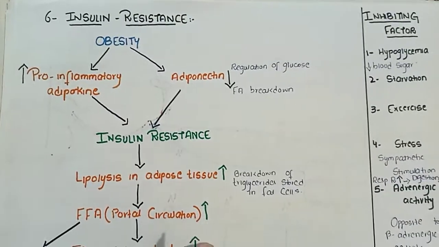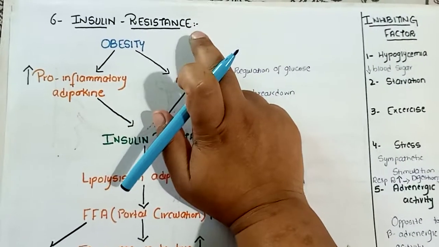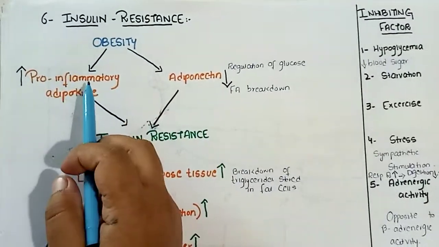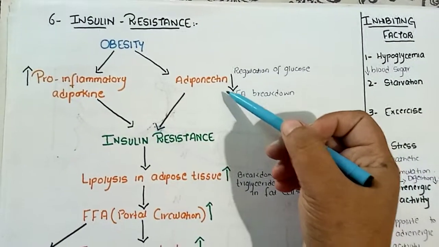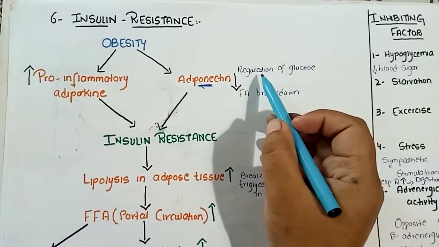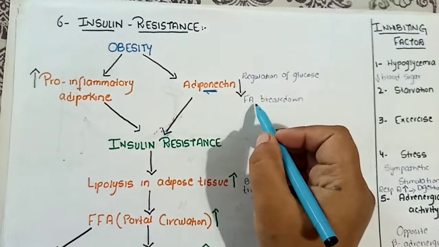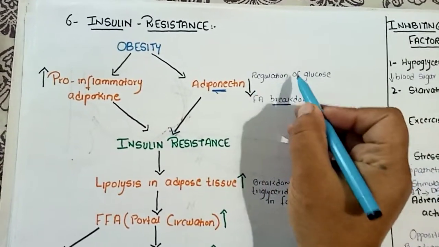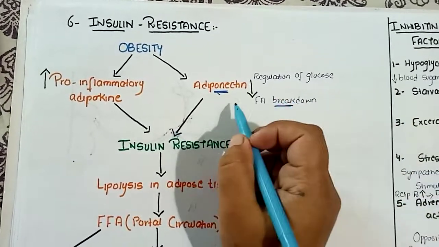The final stimulating factor is most important, the insulin resistance, or which cause the obesity. Basically, this is caused by the increase in the concentration of the pro-inflammatory adipokines, and decrease in the concentration of the adiponectin. This substance involved in the regulation of the glucose within our body, or the fatty acid breakdown. And when there is decreased concentration of the adiponectin, then these two roles will not be played by the adiponectin.